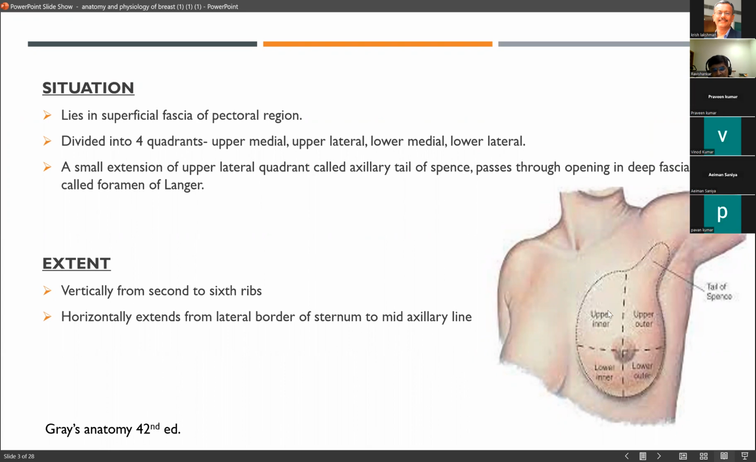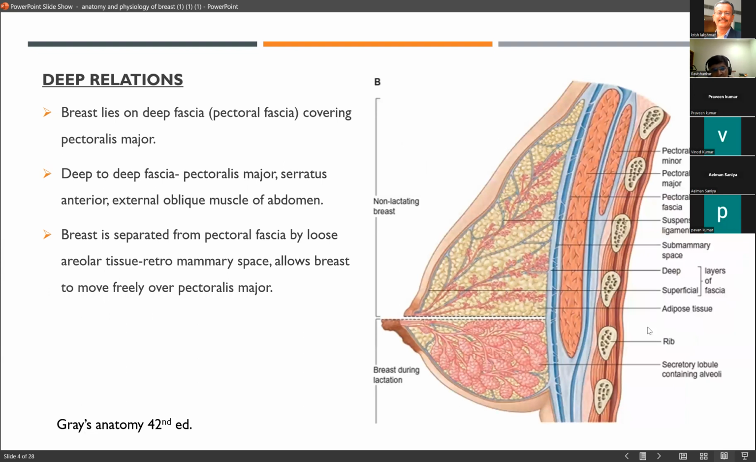The breast lies vertically from second to sixth rib and horizontally from lateral border of sternum to mid-axillary line. When compared to deep relations, breast lies on the deep fascia, that is pectoral fascia covering the pectoralis major muscle. Deep to the deep fascia are the pectoralis major muscle, serratus anterior, external oblique muscle of abdomen. Breast is separated from the pectoral fascia by loose areolar tissue, which is known as retromammary space, and this space allows the breast to move freely over the pectoralis major muscle.